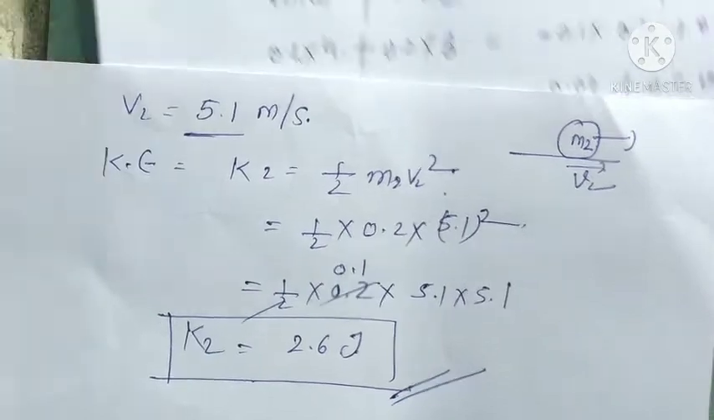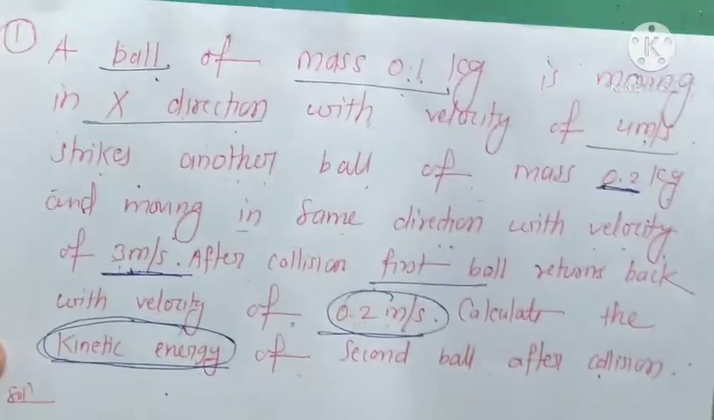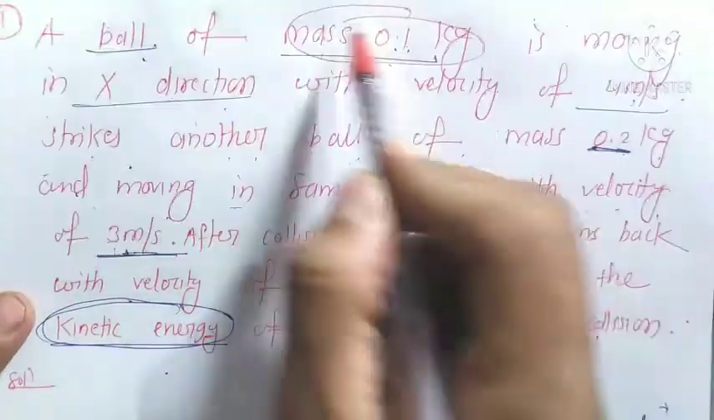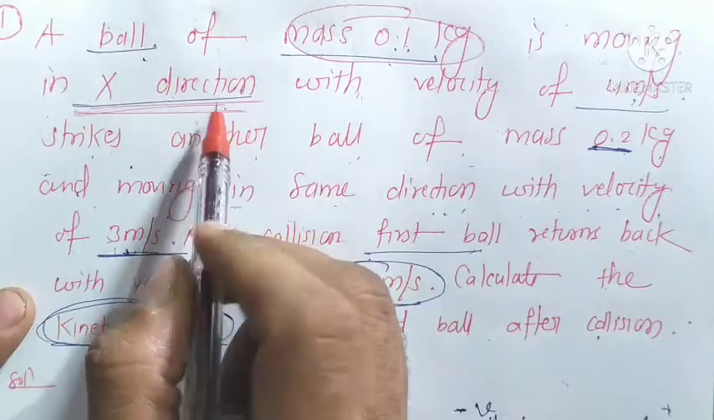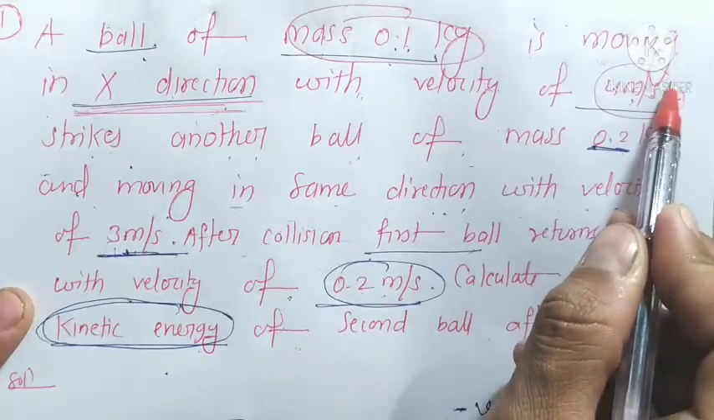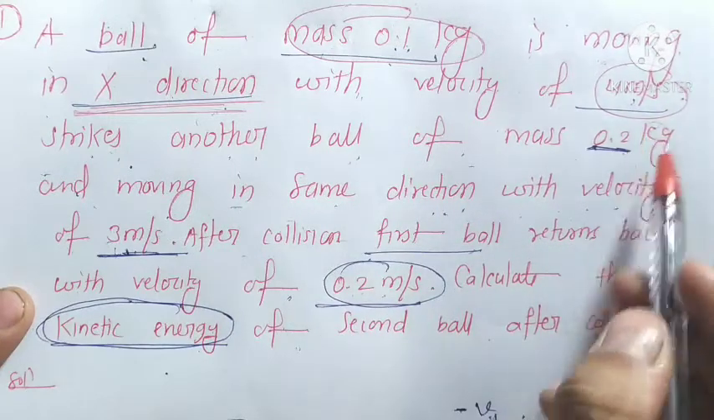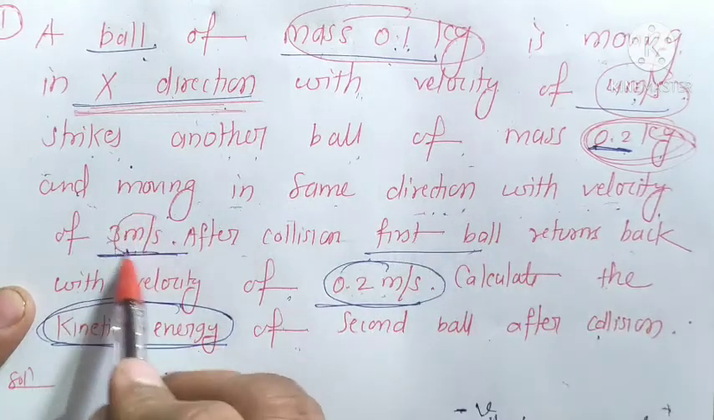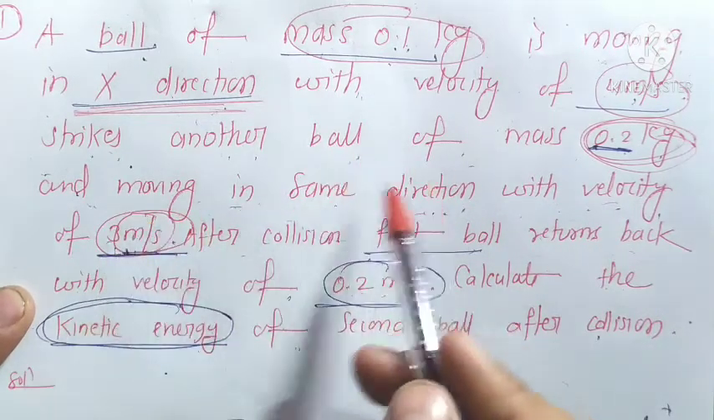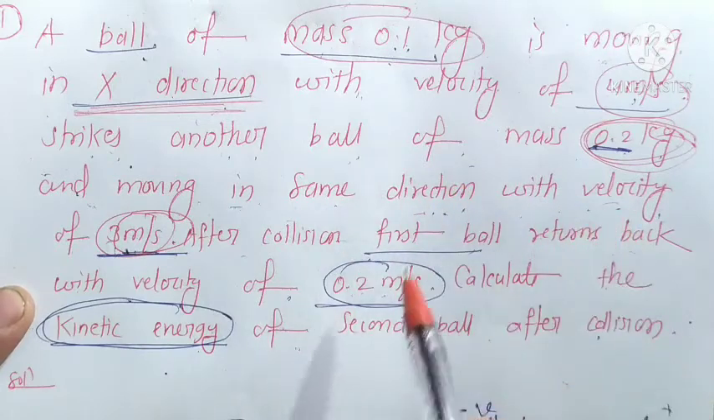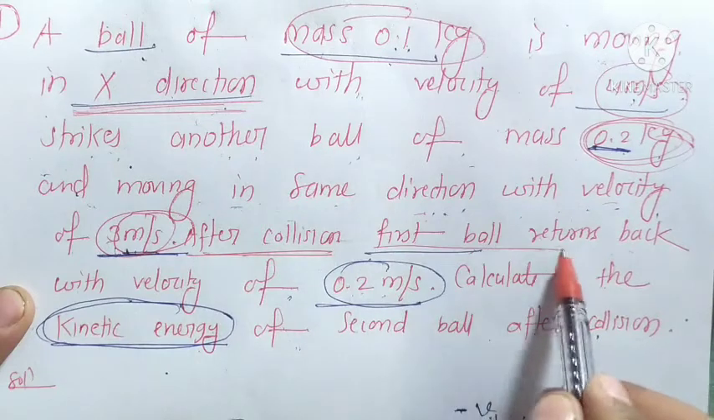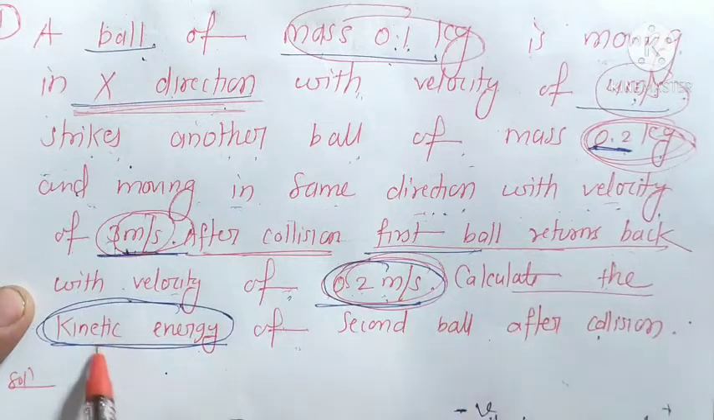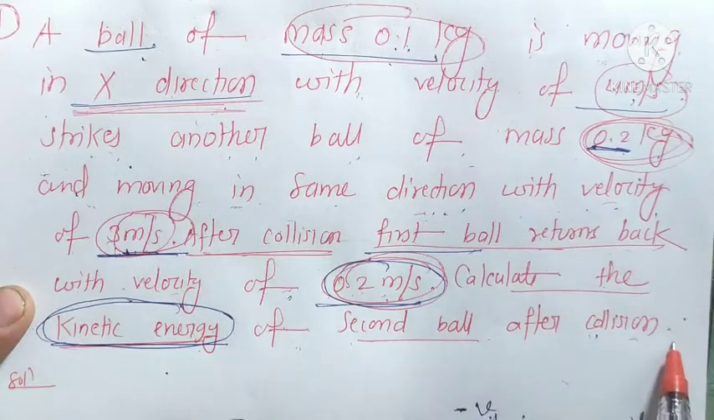I repeat again what we do in this problem. Here a ball of mass 0.1 kg, already given here, is moving in x direction, I mean in horizontal direction, with velocity of 4 meter per second, and strikes another ball of mass 0.2 kg, moving in the same direction with velocity 3 meter per second. So both balls are moving in the same direction with different velocities, and after collision the first ball returns back with velocity of 0.2 meter per second. Now calculate the kinetic energy of the second ball after collision.